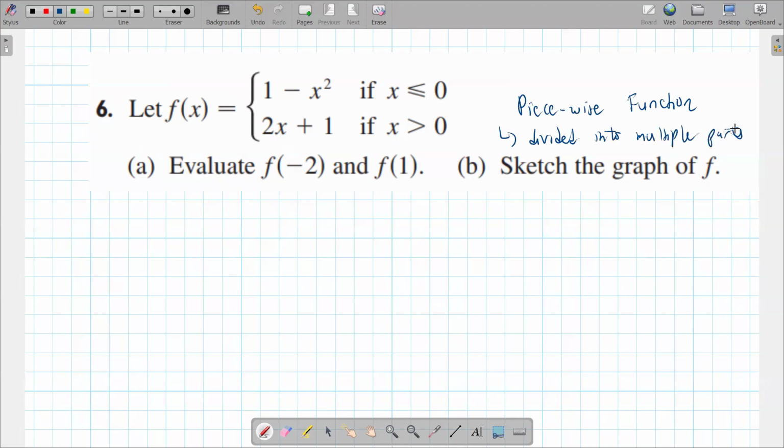It's not that difficult because when you actually look at the function, it's made up of a quadratic and a linear, right? And all it is that quadratic, this function is going to be valid or it's going to apply to the left of zero, and this function is going to apply to the right of zero. So let's look at part A. Evaluate f of negative 2. Again, it's easier than you think. F of negative 2. Do we use the top one or the bottom one for f of negative 2?